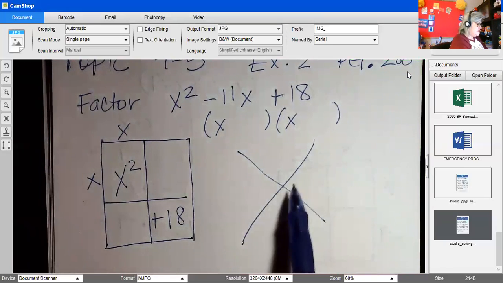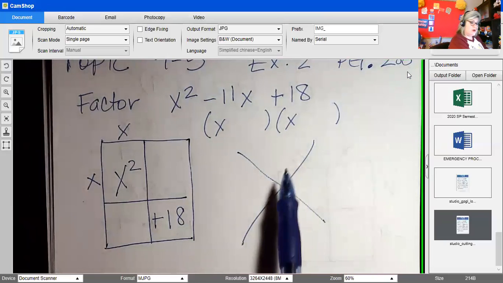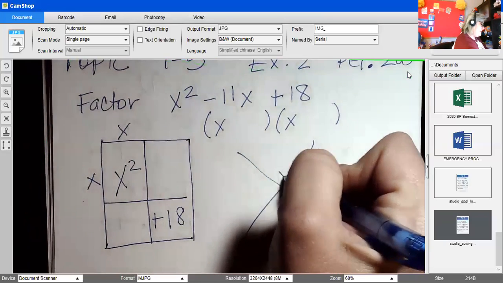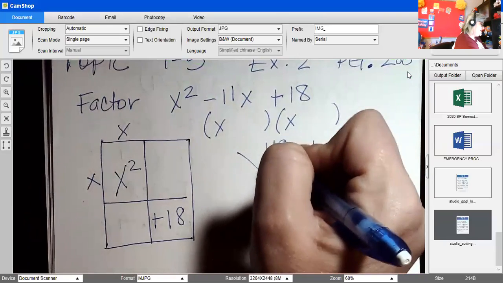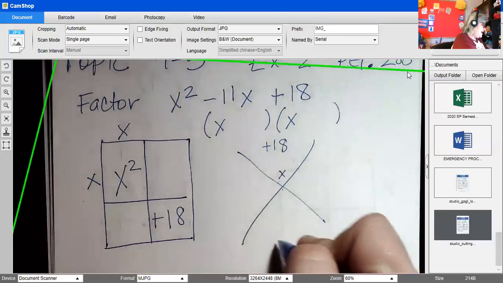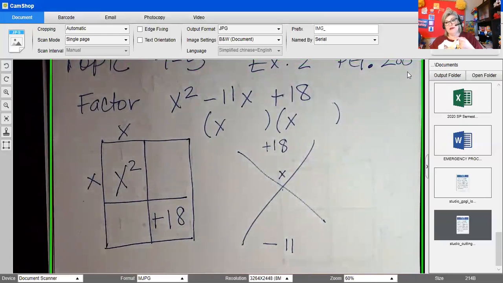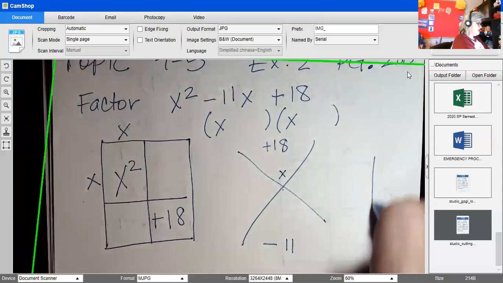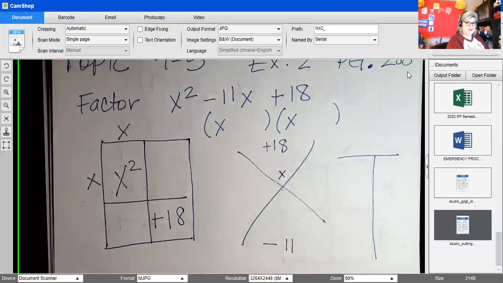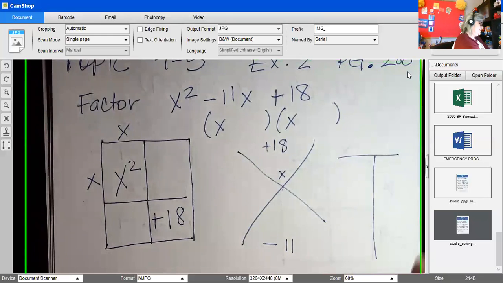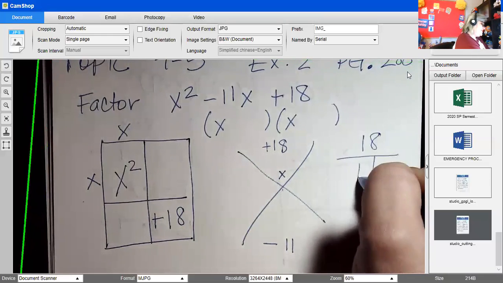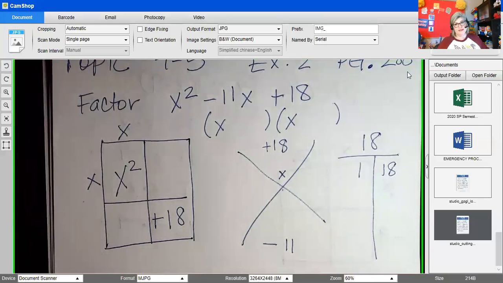And so if we use our cross method, the cross method says, what can we multiply together to get a positive 18 and then add together to get the negative 11, which is the coefficient of the second term. So to figure that out, we have to list all the factors of a positive 18. I always start with the easiest one, 1 and 18. Well, if we add those together, we're going to get 19. So I know that doesn't work.